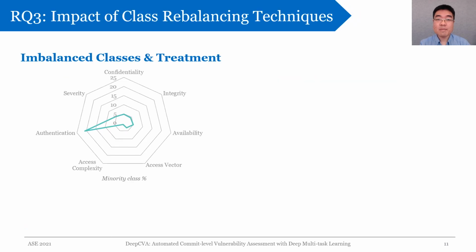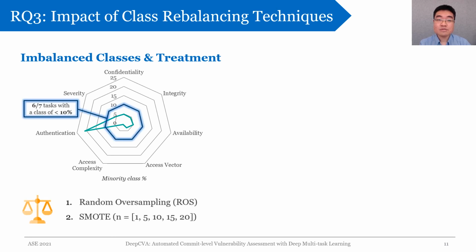As mentioned before, many CVSS classes are severely imbalanced, and most of them even constitute less than 10% of the dataset. To handle such imbalance, we investigated 2 commonly used techniques, random oversampling, ROS, and SMOTE. ROS randomly duplicates entries in the minority class, while SMOTE generates random synthetic samples between entries in the minority class and their nearest neighbors, for which we will tune the number of nearest neighbors.